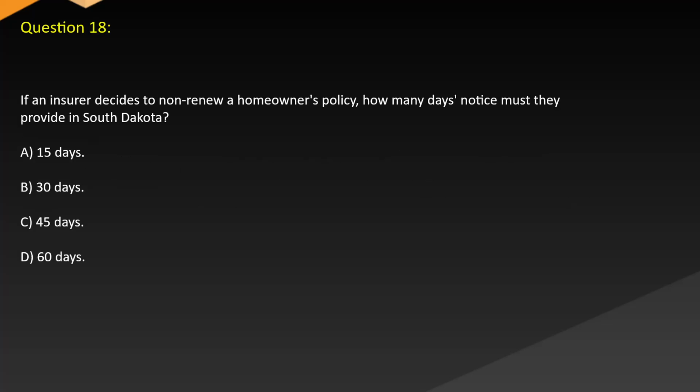Question 18. If an insurer decides to non-renew a homeowner's policy, how many days' notice must they provide in South Dakota? A. 15 days. B. 30 days. C. 45 days. D. 60 days.